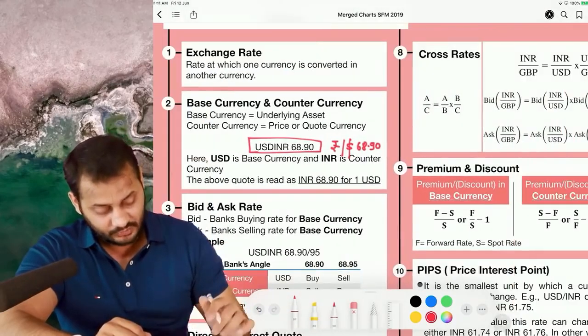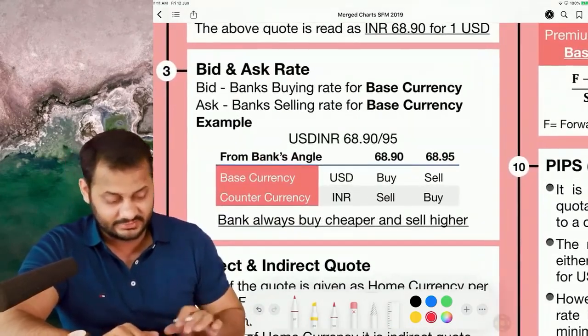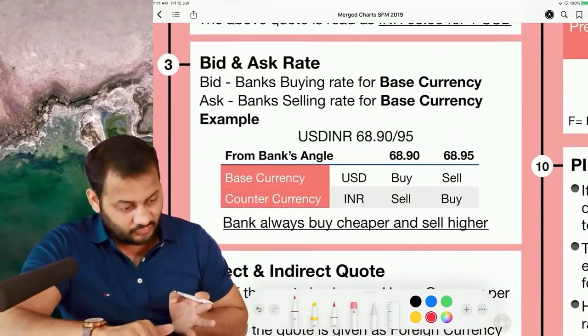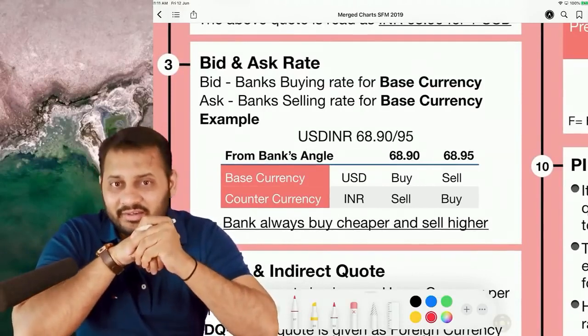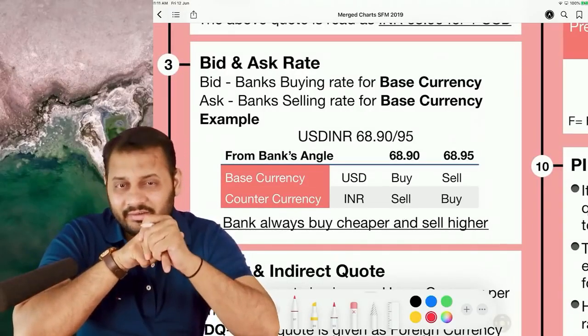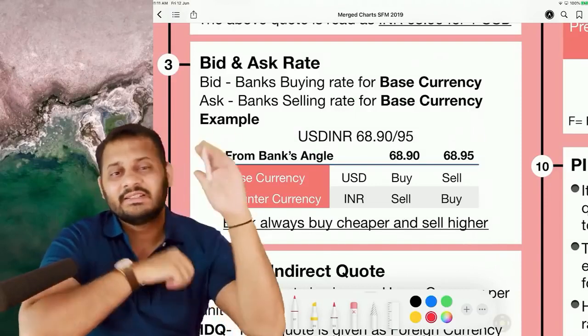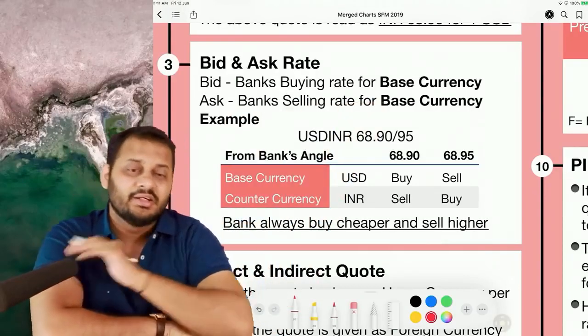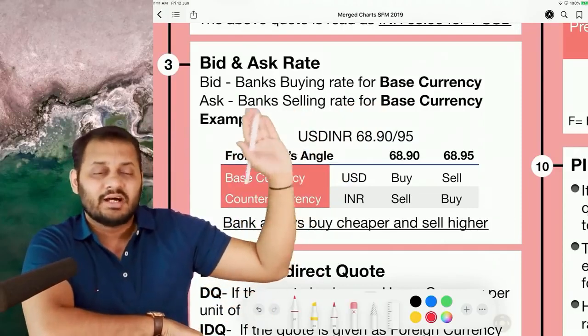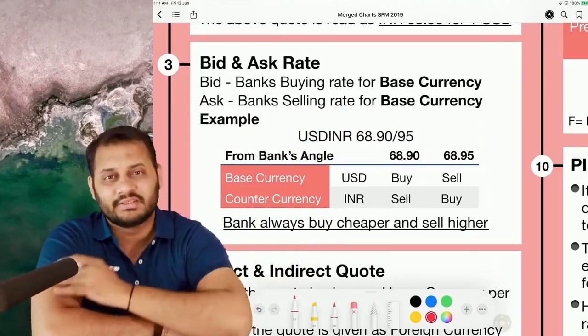Now let's talk about bid and ask. What is bid? Bid is the bank's buying rate and ask is the bank's selling rate. But lots of students make mistakes here. They don't understand that bid is the bank's buying rate for the base currency, and ask is the bank's selling rate for the base currency.